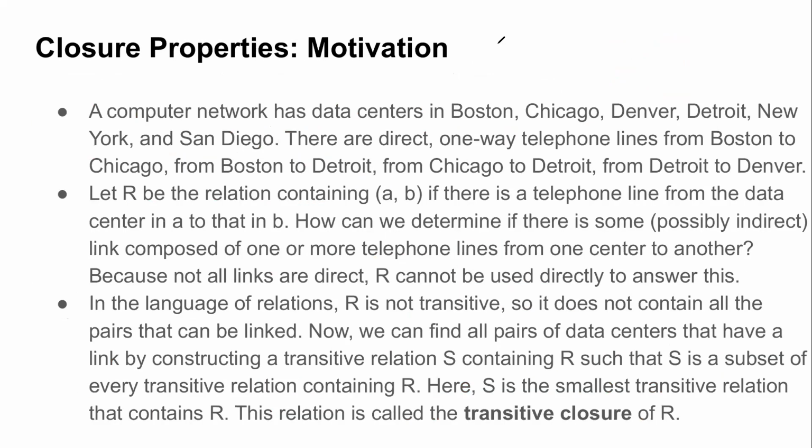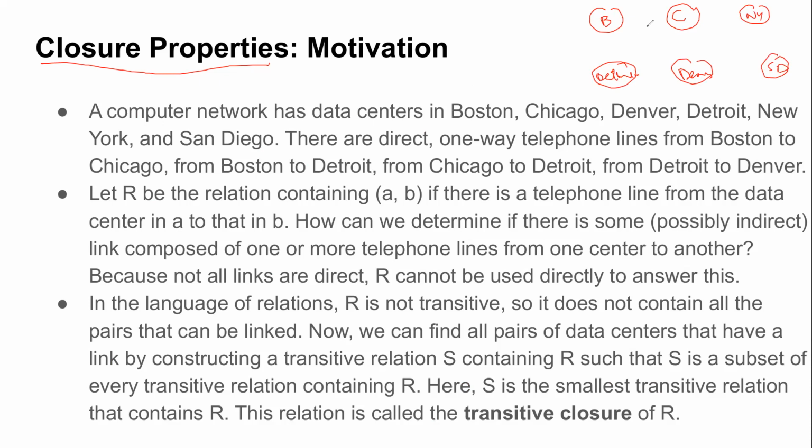Now what we are going to start next is something called closure properties. There is a lot of text on this slide, I just want to motivate what closure is used for. For this, let us consider a computer network which has different data centers in different cities of the US. I have a data center in Boston, one in Chicago, one in Denver, and one in Detroit, and maybe one in New York and San Diego. And I have some communications made between all of them.